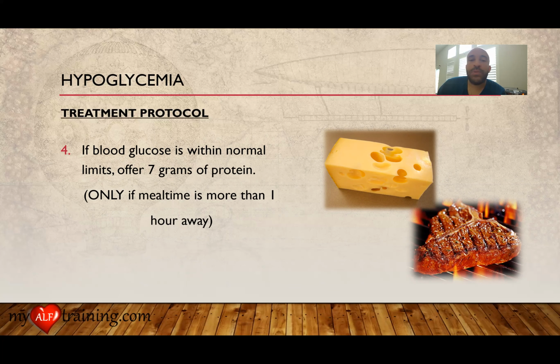We offered them the juice, we brought it back up. We checked their blood sugar, it's where we want it to be. But mealtime isn't until noon, and it's only 8:30. So we can't just leave them sitting there without anything to eat because their blood sugar is going to just drop again before lunch. So if that's the case, we need to offer them 7 grams of protein.